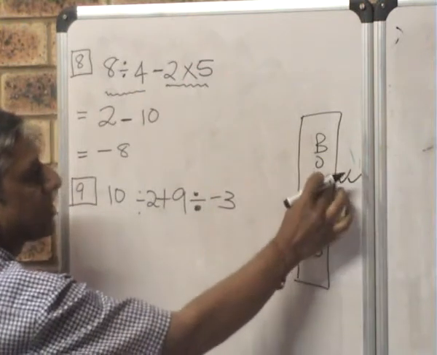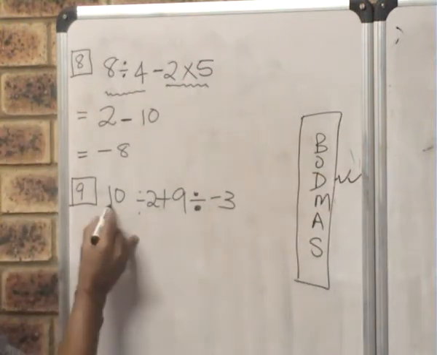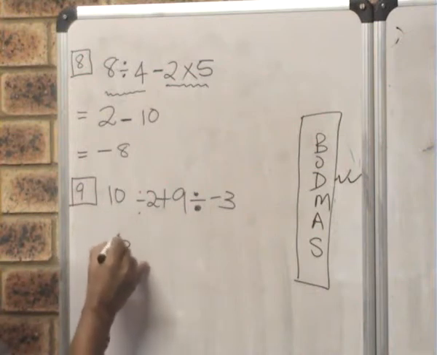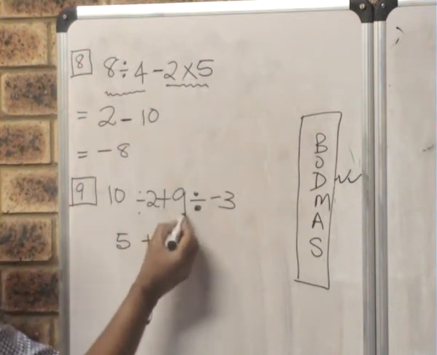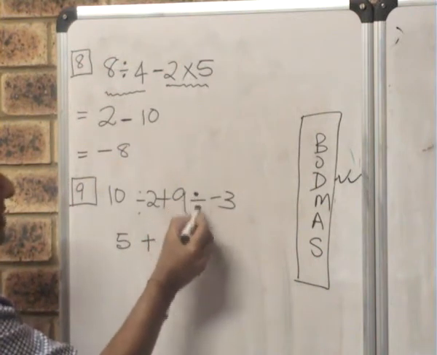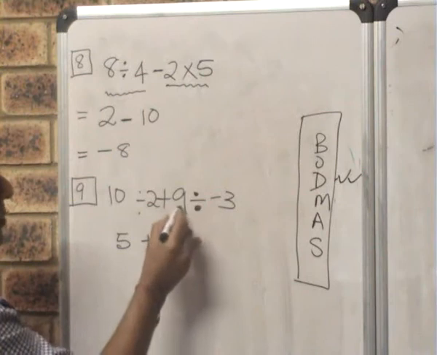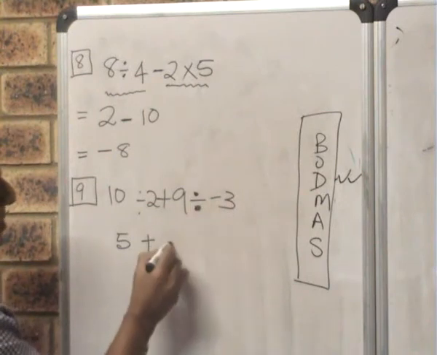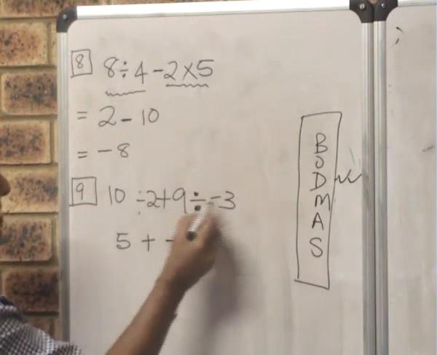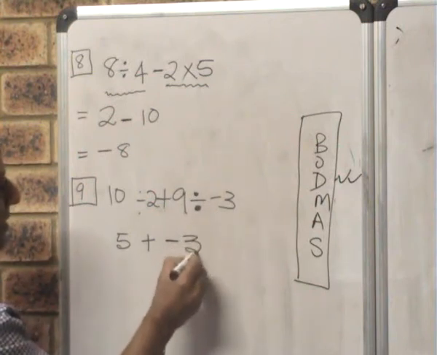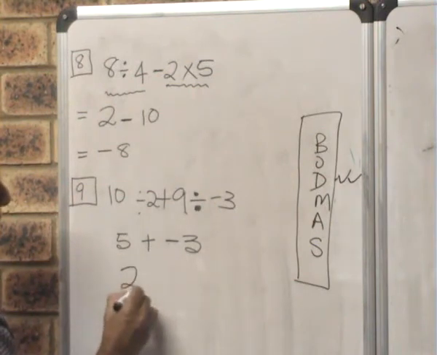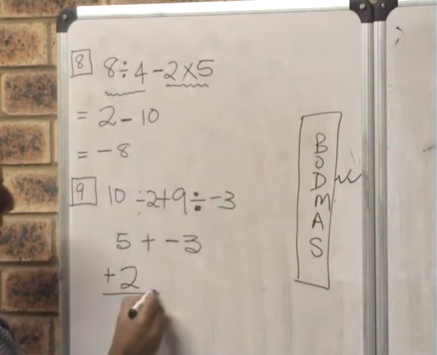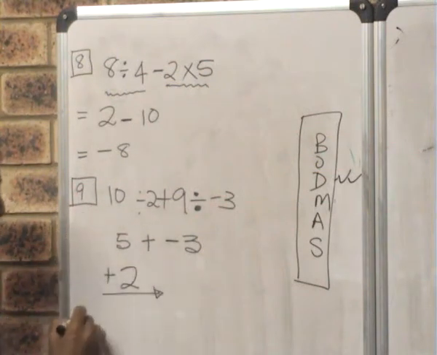I'll divide twice. So, 10 divided by 2 will give me 5 plus. Now be careful. 9 divided by minus 3, these are integers involved here. So a plus divided by a minus gives me minus. 9 divided by 3 is 3. So 5 plus minus 3, I have 5, I owe 3, therefore I'll end up having 2, therefore my answer is plus 2.